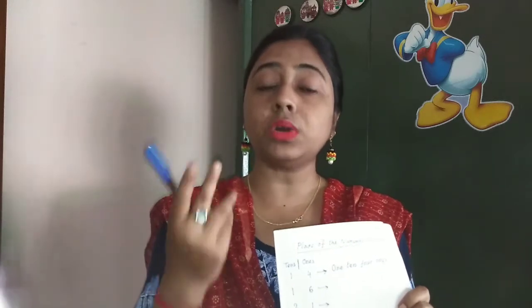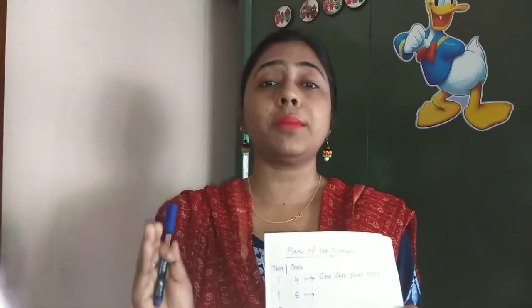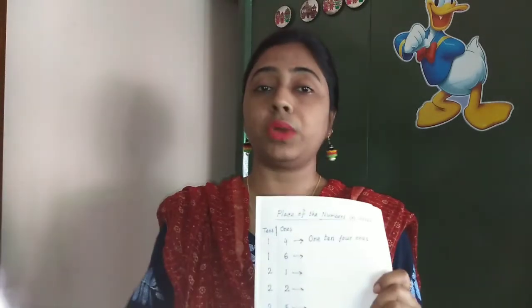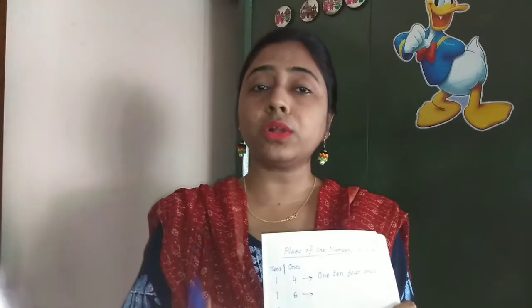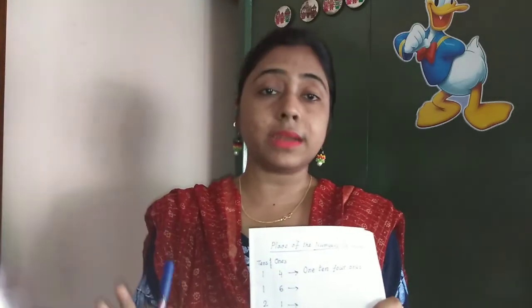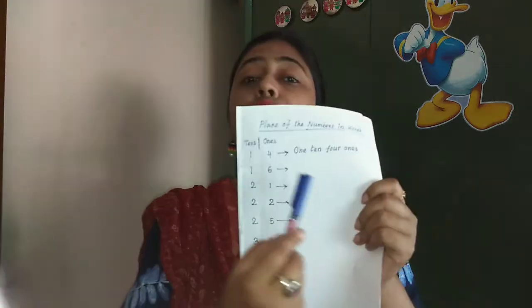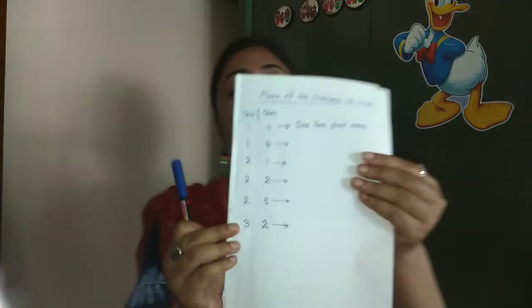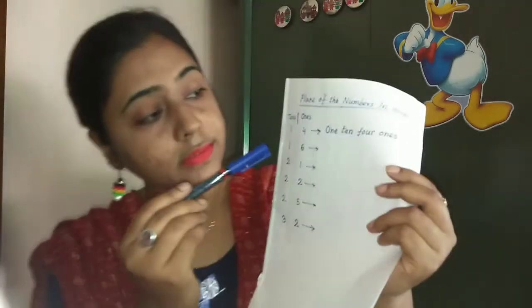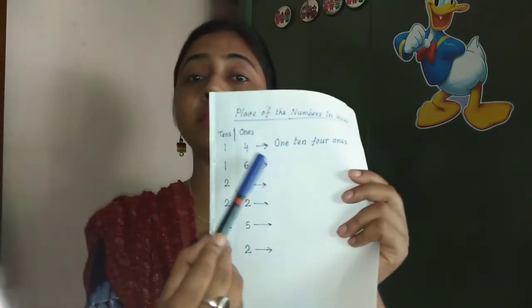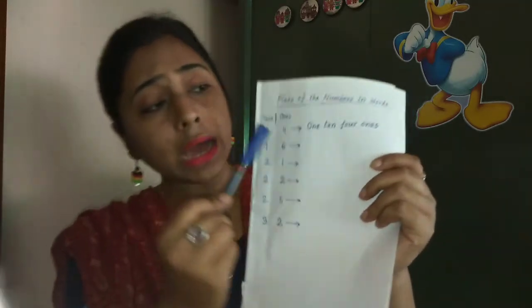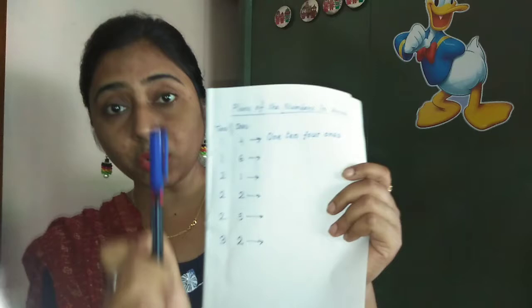In this class, if you have these two places, ones and tens, you can write from 10 to 99 in this way, and also 1 to 9, which are single digit numbers. Today I will show you how to write 2-digit numbers in words. First, I have written 14 in the ones and tens columns. How do we write it in words?